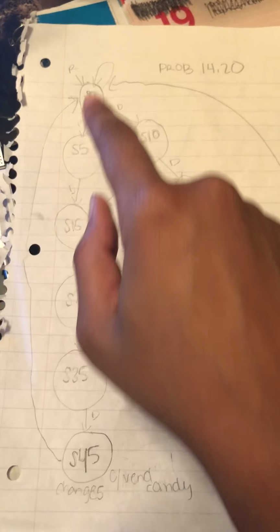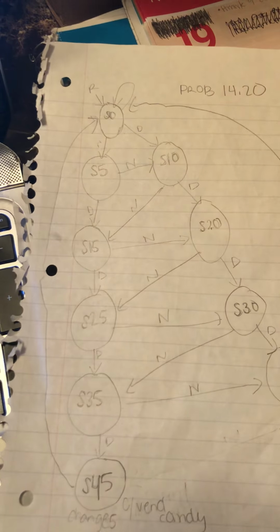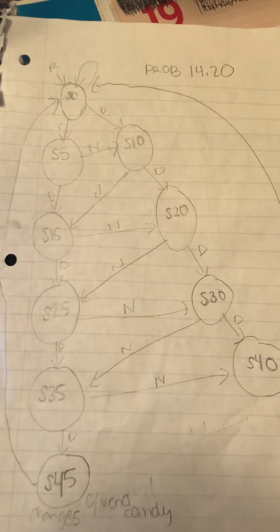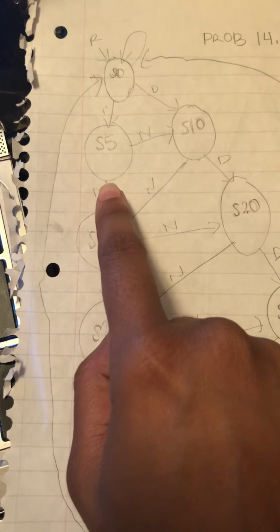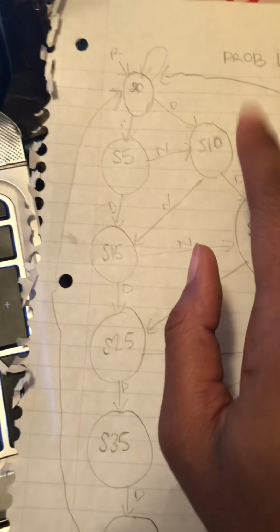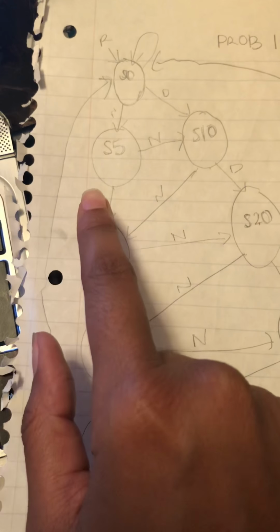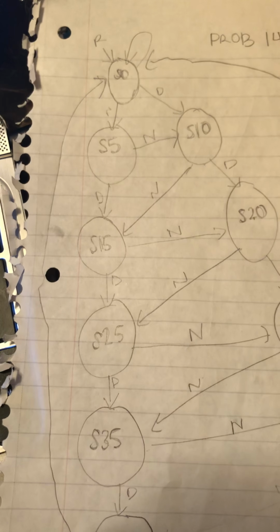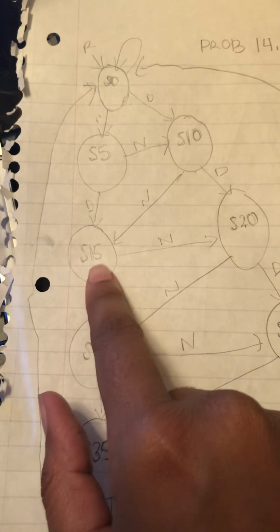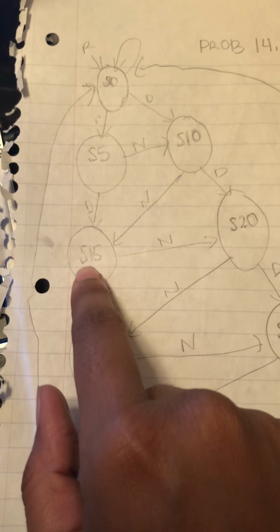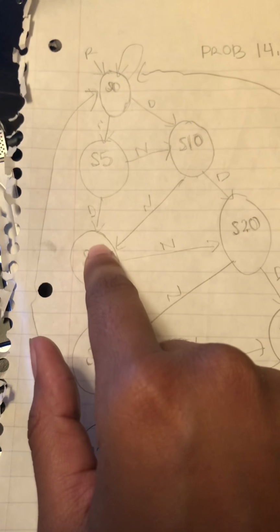So if I'm in state 0, that means no coins have been inserted. And if I put in a nickel, 5 cents has been inserted. If I put in a dime, 10 cents has been inserted. If I'm at 5 cents and I want to increase to 10 cents, I'll put in a nickel. If I wanted to increase to 15 cents, state 15, I would put in a dime.